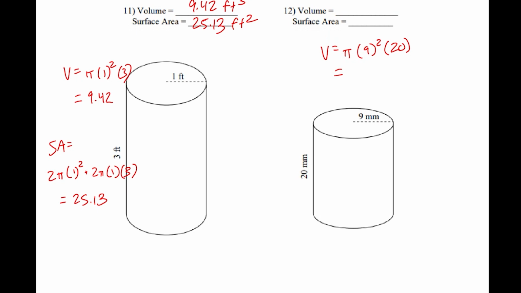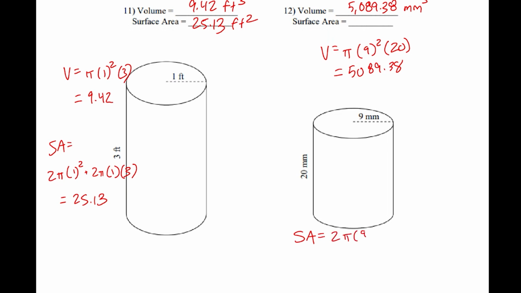So the first volume here is 5,089.38. And our units are millimeters. This is cubic millimeters. And then one last surface area problem.